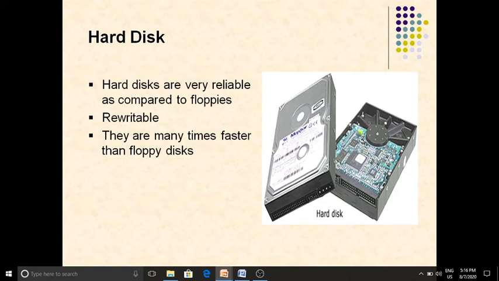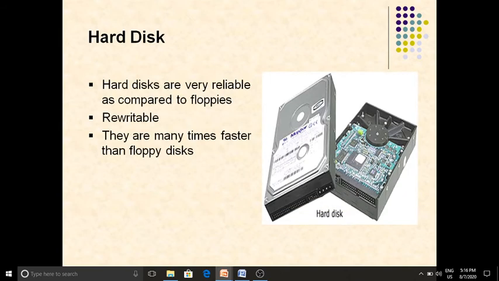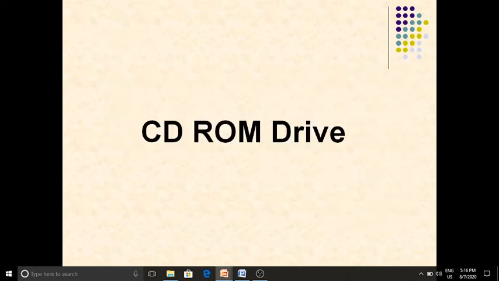The next function of the hard disk is that hard disks are very reliable as compared to floppies. They are reliable and rewritable. They are many times faster than floppy disks. Nowadays, for holding and storage of data in a computer system, we use the hard disk. So this is about the hard disk, students. Now let us move to the next slide.